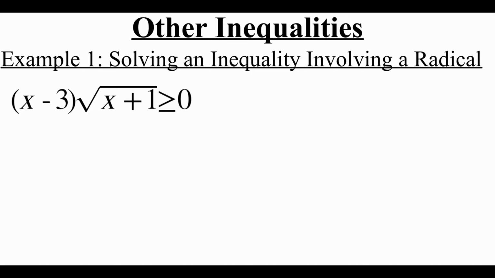To find our critical numbers, or our important values, I'm going to take each one of those and set it equal to 0. If I start with the x minus 3 and set that equal to 0, I'll have to add that 3 over to the right hand side, so I'll get x equals 3. And then if I deal with my radical, if I take the square root of x plus 1 and set that equal to 0, to get rid of the square root, I'm going to square both sides. So then it's just going to say x plus 1 equals 0. And then I'll subtract the 1 over to the right hand side, so I'll get x equals negative 1.